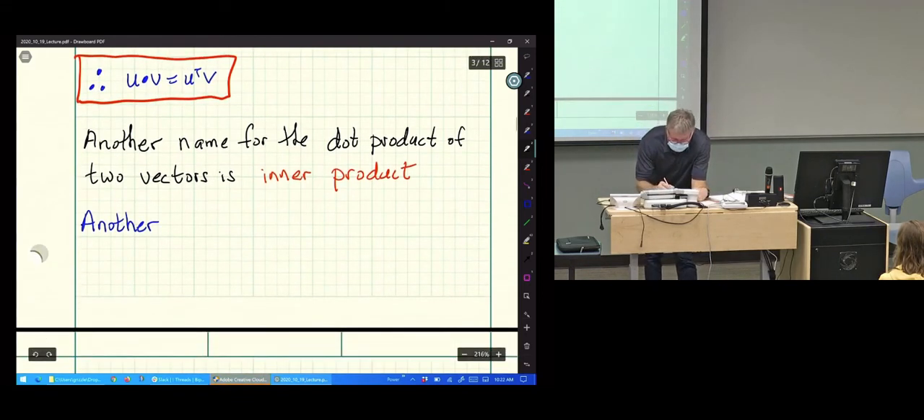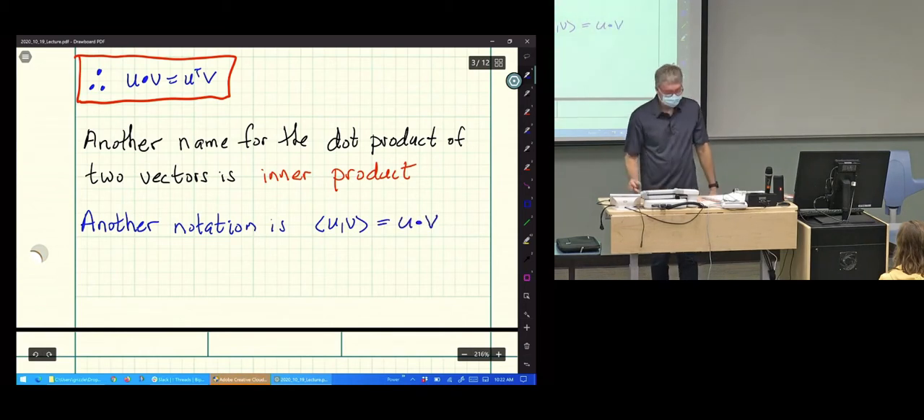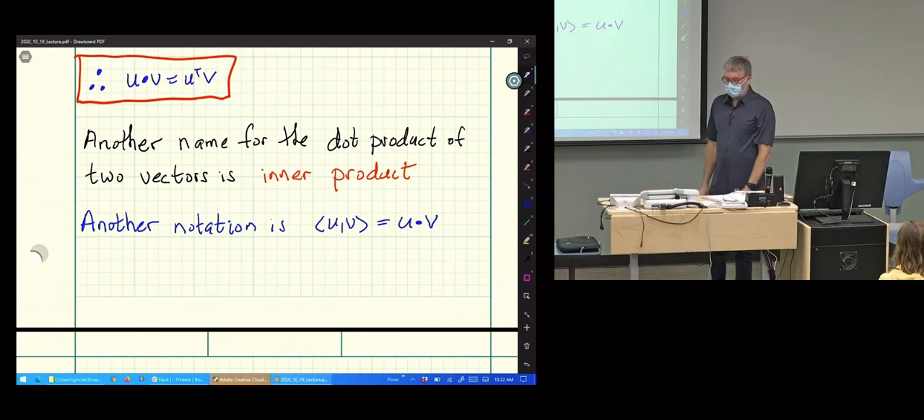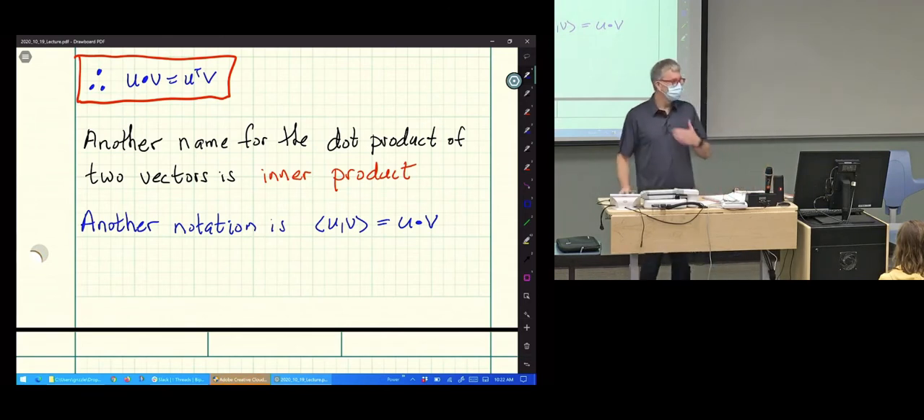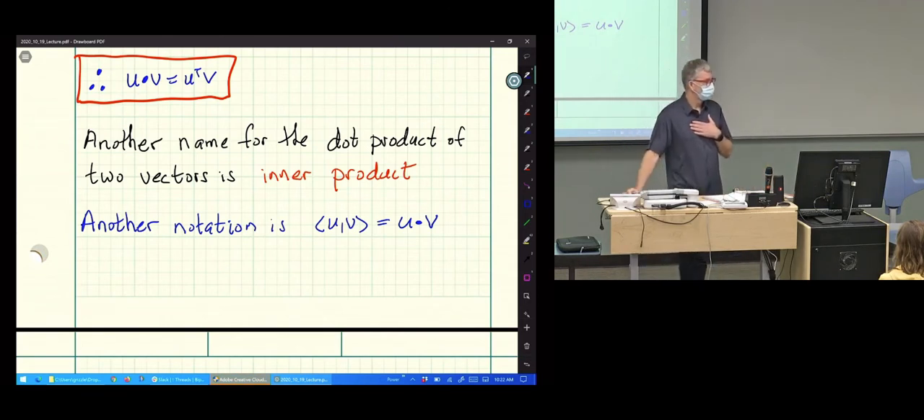So another notation here is u comma v with brackets, and that's the same thing as the dot product. So we'll stick with dot in Rob 101. It's the first time in my entire career using the dot notation, I'll be honest with you.